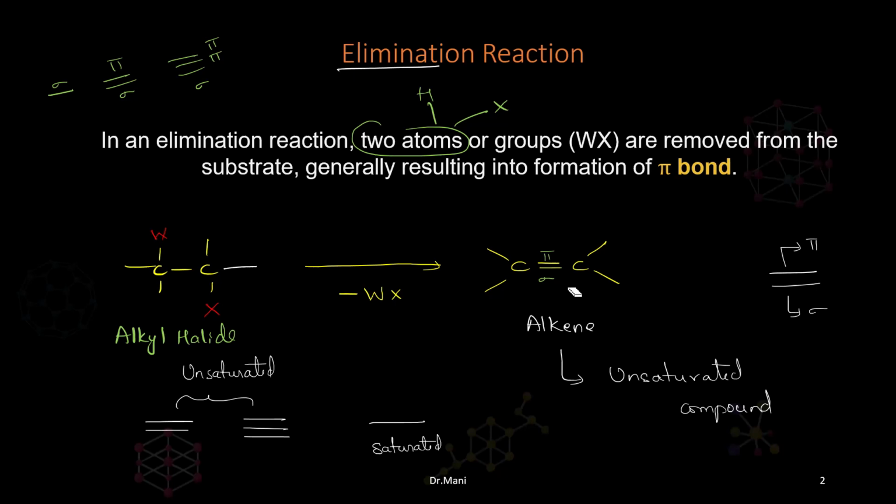So the result is formation of a pi bond in the product molecule. That reaction is called an elimination reaction. Understood, everyone? Are there any doubts?